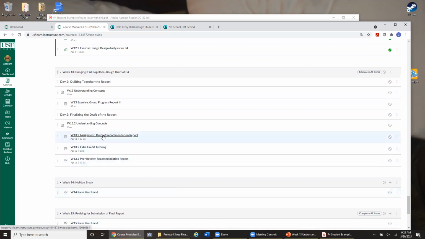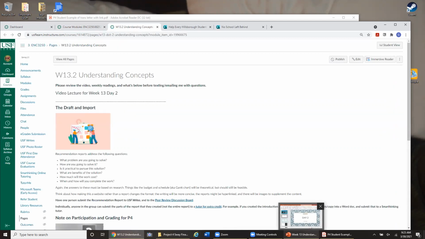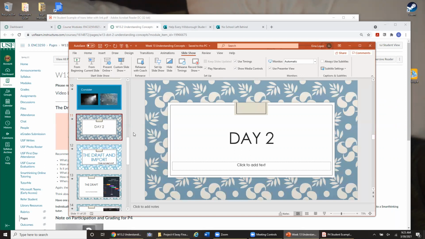Assignments that are left over. So instead of clicking on understanding concepts, I'm going to go through a PowerPoint that speaks to a lot of what's in there. Because now that you hopefully have had your fourth meeting, you've discussed and you've remembered who is doing what with your group, it's time to actually submit the rough draft assignment.